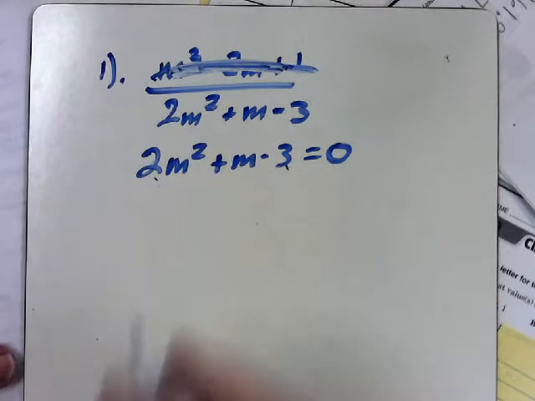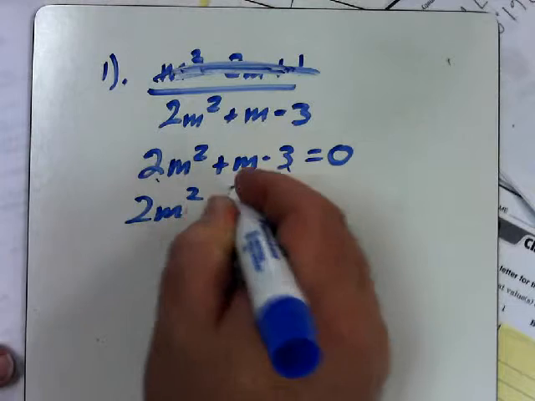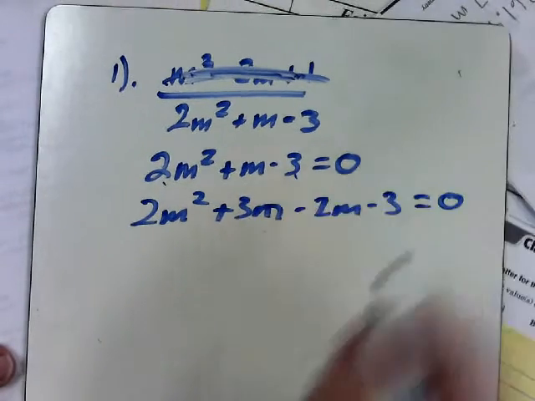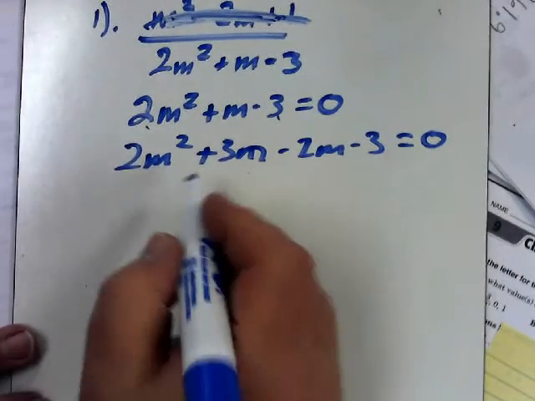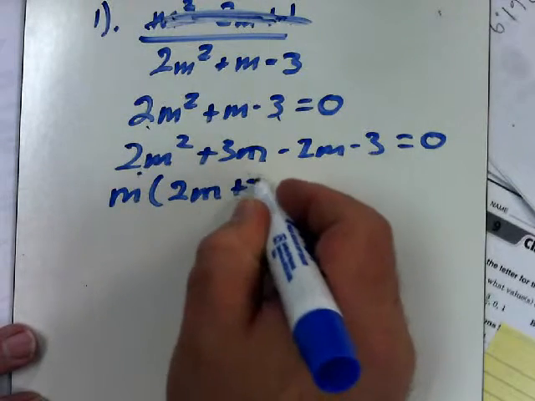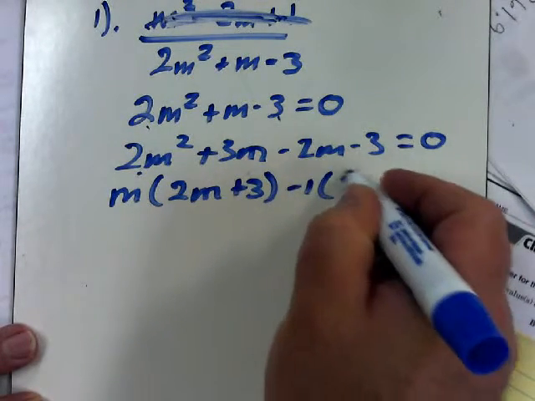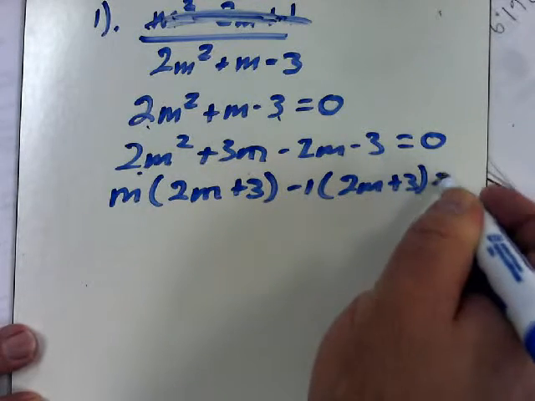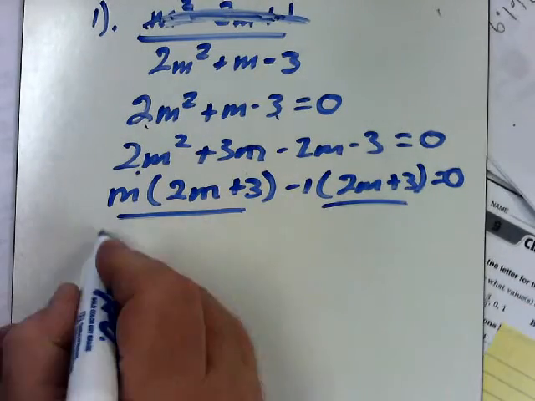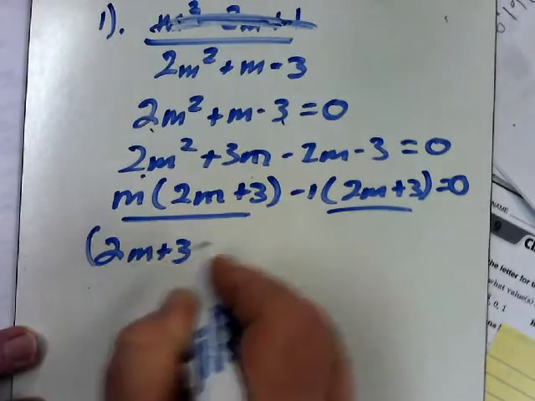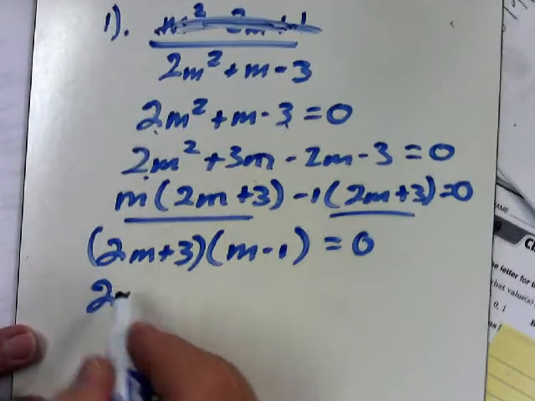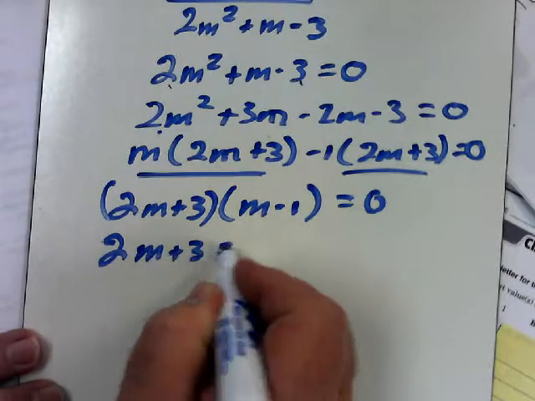Positive 3 and negative 6. So 2m squared plus 3m minus 2m minus 3 has to equal 0. Taking out the common factor, you now have another common factor. Taking that out, setting both of those equal to 0.